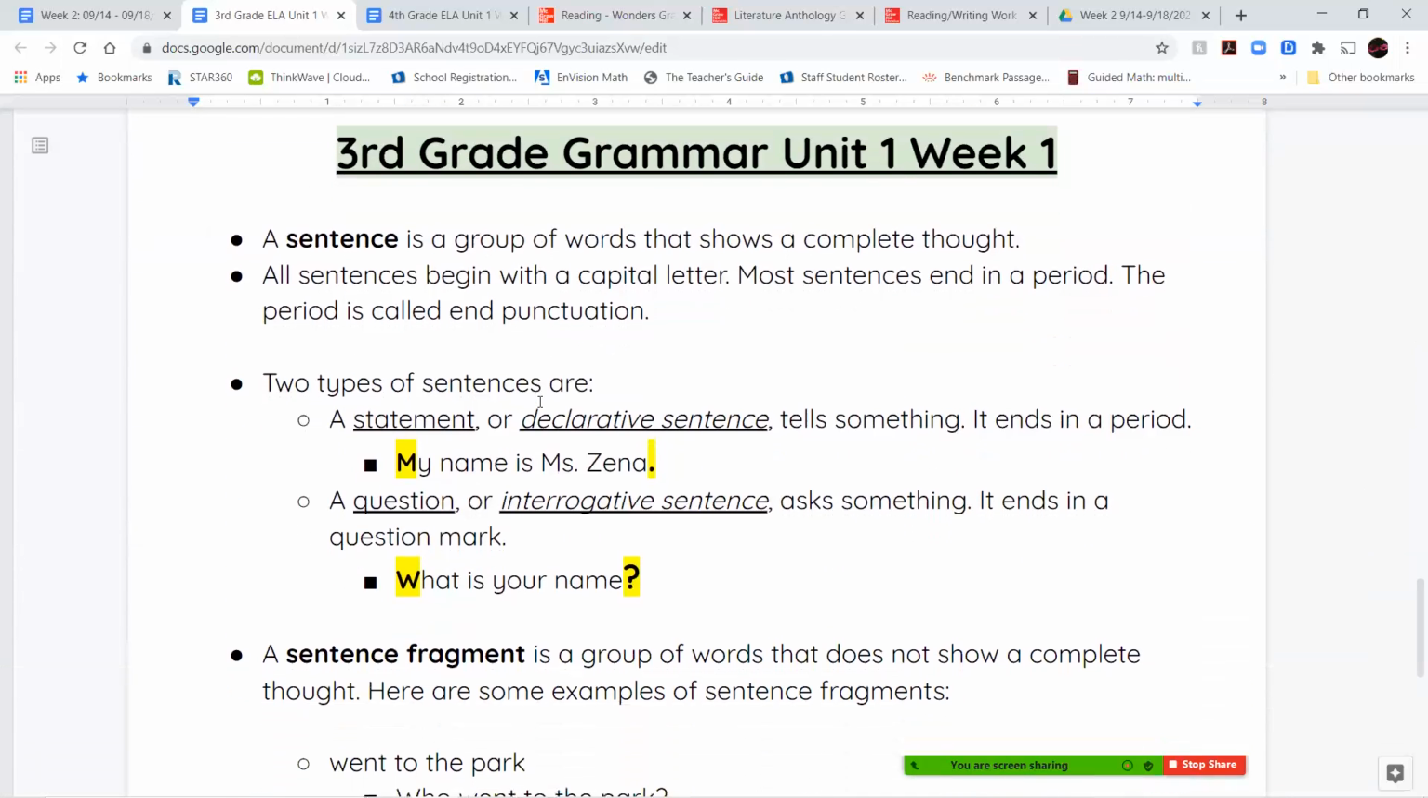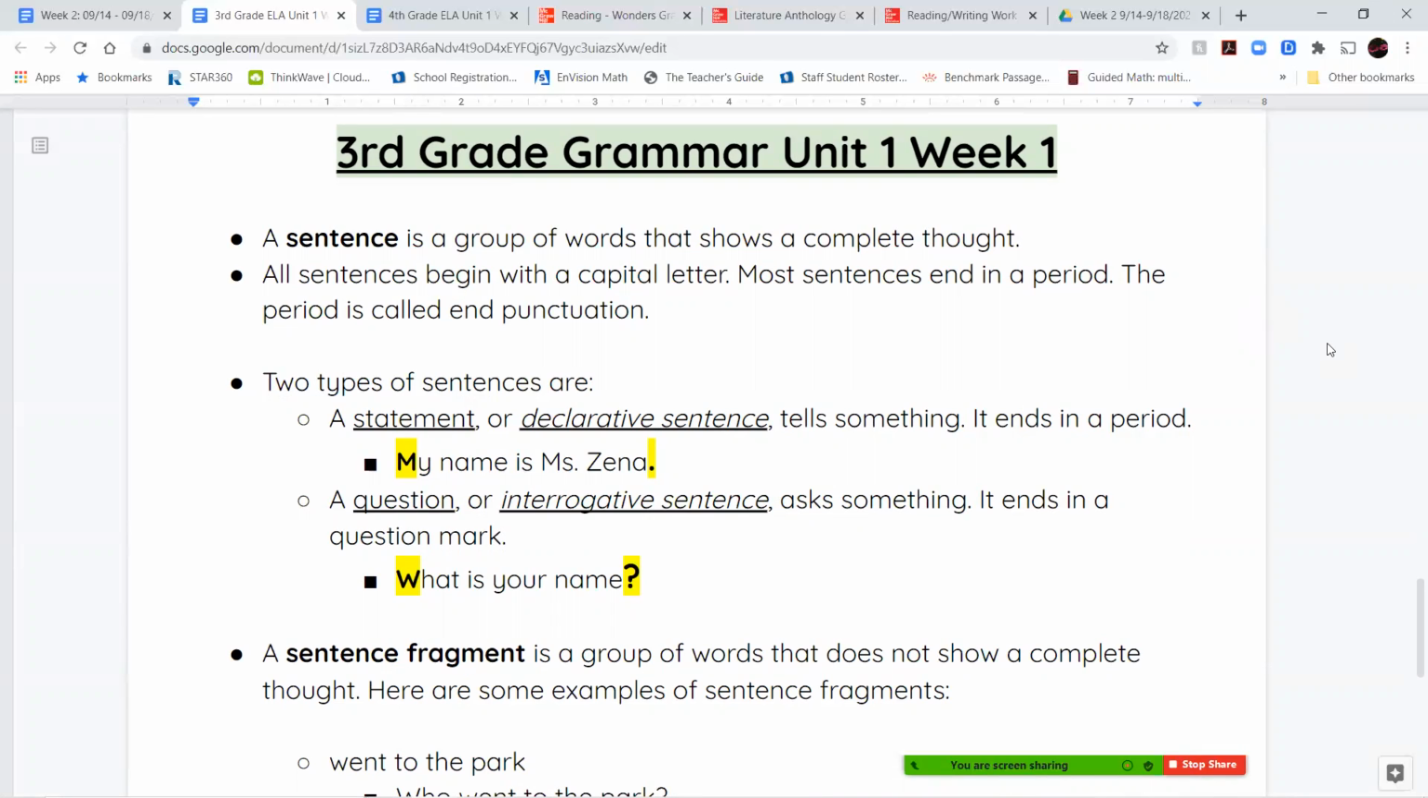Now, the last part of our notes for this week are going to be our grammar notes. So you're going to be working on a few pages in your grammar and the rest of the pages in your practice book. So for grammar this week, we're going to talk about types of sentences. Now, a sentence is a group of words that shows a whole thought or a complete thought. All sentences will begin with a capital letter, and most sentences end with a period. The period is called your end punctuation.